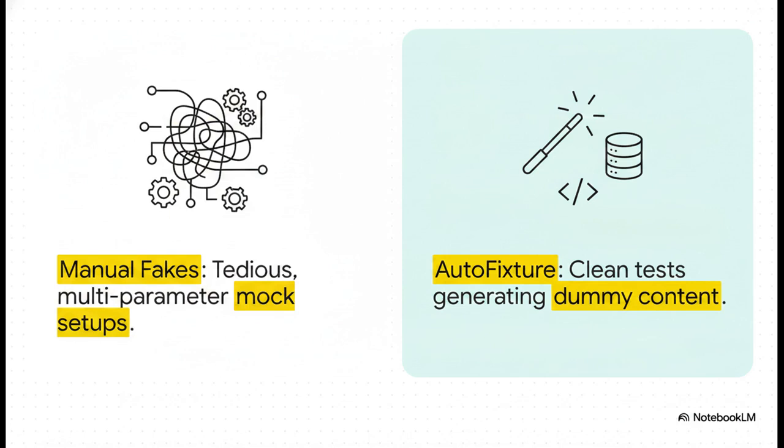But by leveraging AutoFixture and NSubstitute, specifically using the AutoSitecoreData attribute, your tests can dynamically generate dummy content and databases right on the fly. Instructing your AI to use this exact pattern keeps your unit tests incredibly clean and lightning fast.